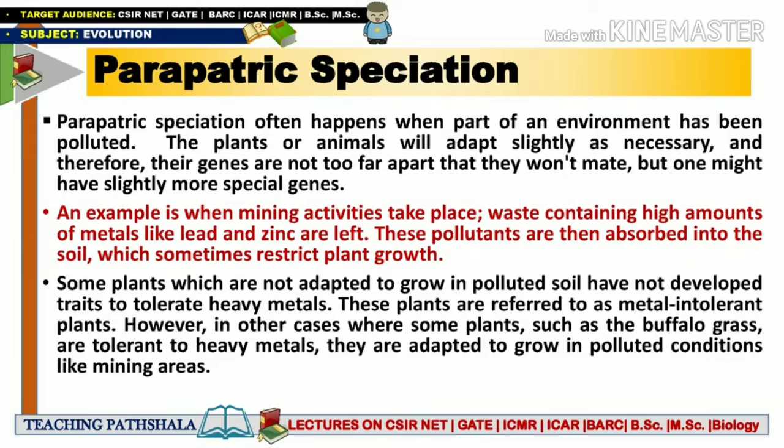So in this way the same plant is going to show the speciation process, mainly parapatric speciation. Being the same species, some plants are still capable of growing on the polluted land, whereas some plants are not. The plants which are incapable of growing on polluted land are going to grow just adjacent to that polluted land, because that land is not going to have any kind of metal pollution.